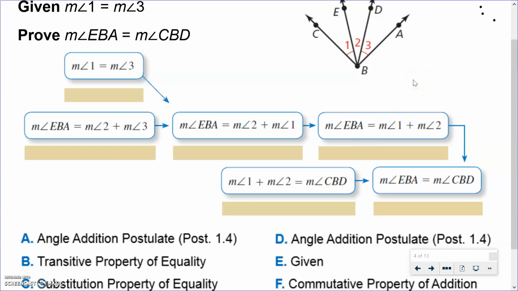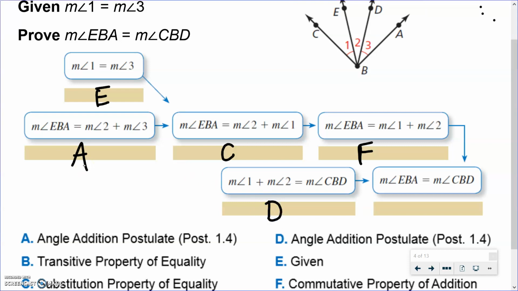All right, once you've unpaused, hopefully you notice that this is given, so E. This one here is the angle addition postulate because angle 1 and angle 2 make up angle EBA. This is the substitution property because you're using the first two pieces and putting them together. This here is F, which is the commutative property, so we're rearranging the order of 1 and 2. This one here is also the angle addition postulate, so you could actually switch around A and D.